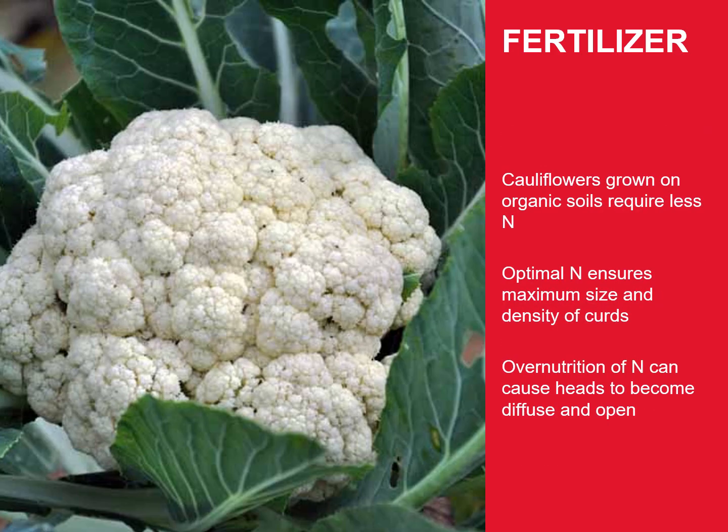Cauliflowers grown on organic soils again require less nitrogen. Optimal nitrogen ensures the maximum size and density of the curd. Overnutrition of nitrogen can cause the heads to become open and diffuse and therefore unmarketable.